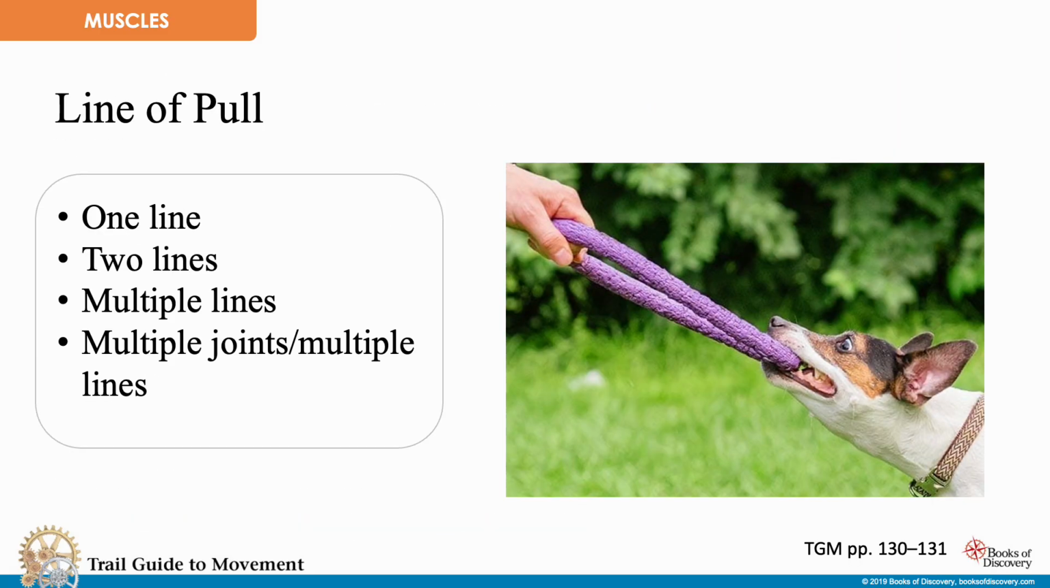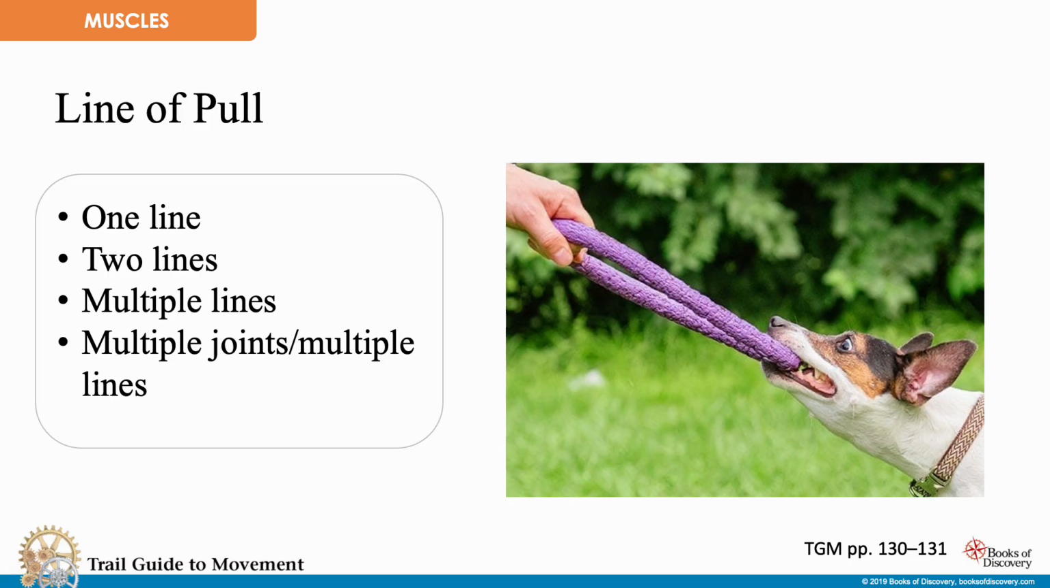We're going to call this the tug of war slide. So we're going to talk about line of pull. Think of a muscle like the rope in this picture. When the dog pulls, the force travels in a very specific direction along that rope. Muscles are no different. They can only pull in the direction that their fibers are laid out. So we categorize these lines to understand the complexity of a movement. So we have one line, which is a simple pull in one direction. Brachialis is a good example of that.